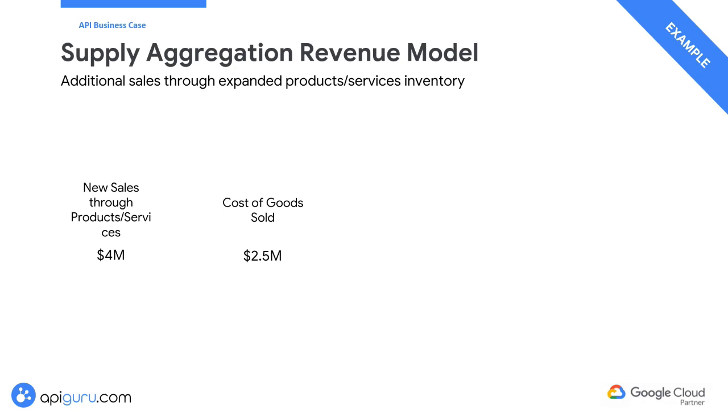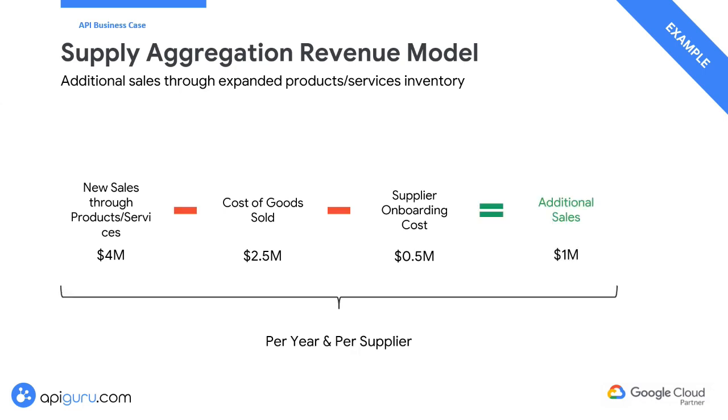and manufacturing overhead. Now let's discuss the supplier onboarding cost. In our example, this cost totals $0.5 million and represents the expenses of onboarding new suppliers into the system. These can include training, system integration, and logistical costs required to build strong supplier relationships. So starting with the new sales of product services of $4 million, we subtract the cost of goods sold of $2.5 million and the supplier onboarding cost of $0.5 million. That leaves us with additional sales of $1 million.